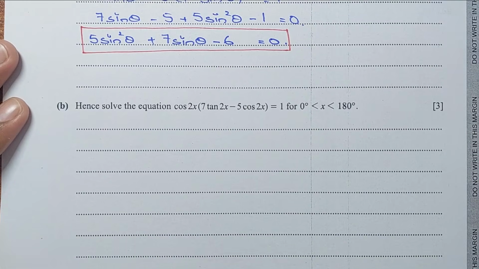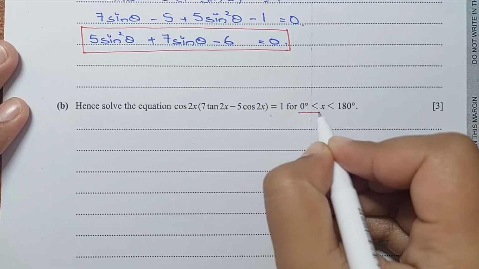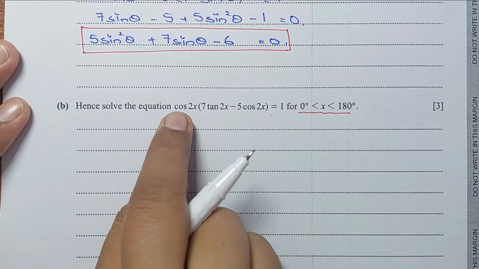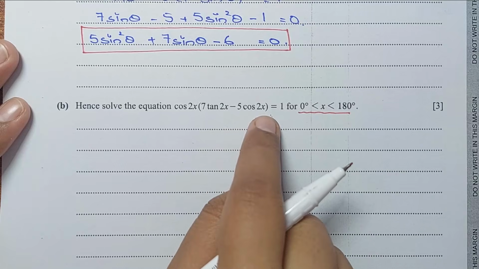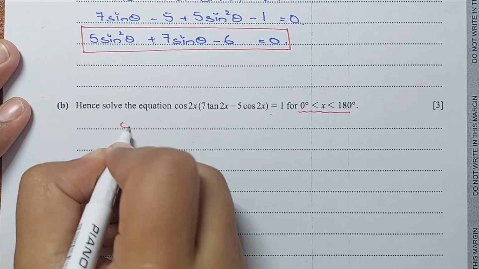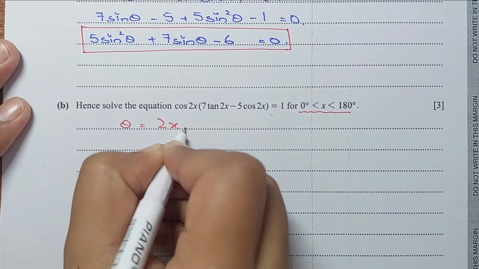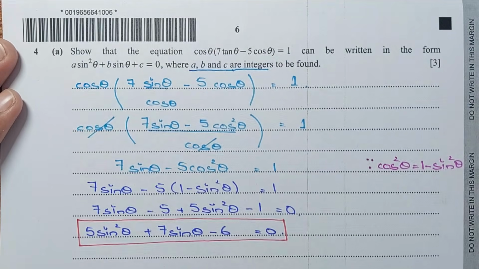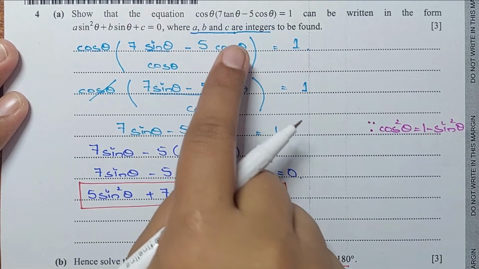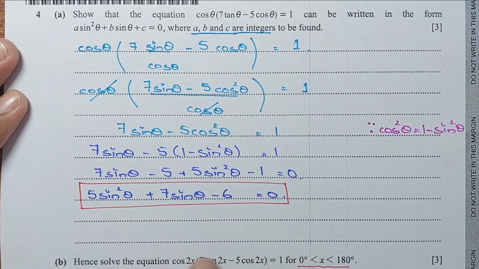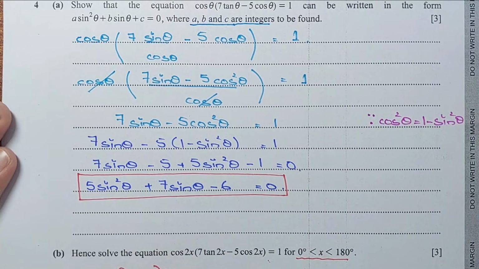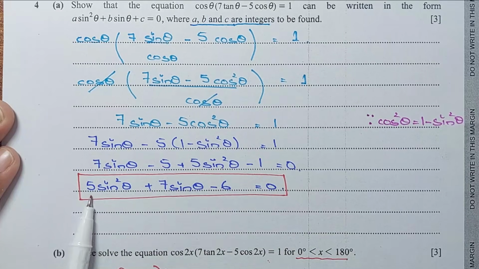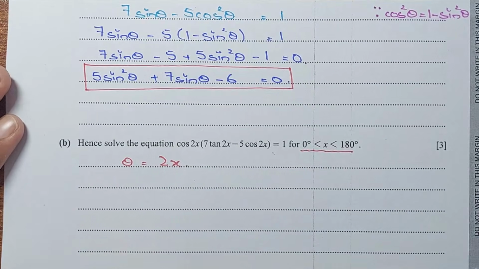Moving to part B, hence solve this equation from 0 to 180 degrees. So now cos theta 7 tan theta minus 5 cos theta equals to 1. Now theta is replaced with 2x. If I make a comparison of this thing with this equation, theta is replaced with 2x, right? So this whole thing can be written in that form, right? Okay.